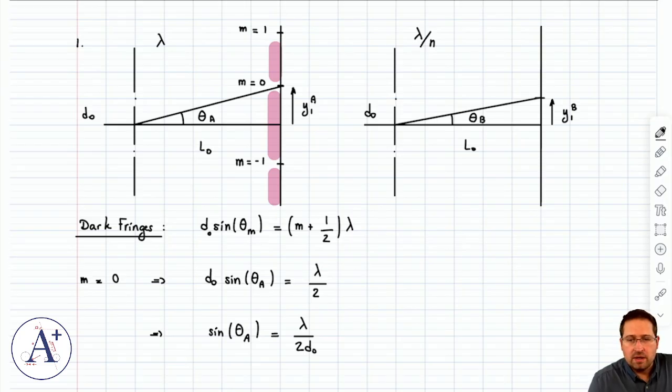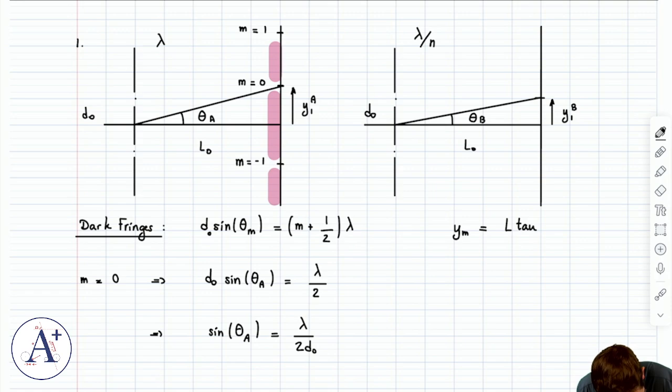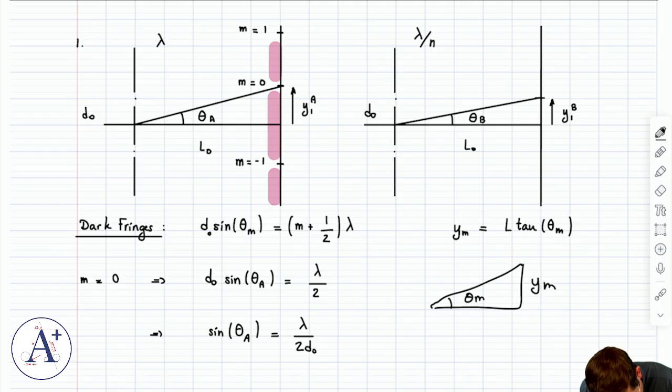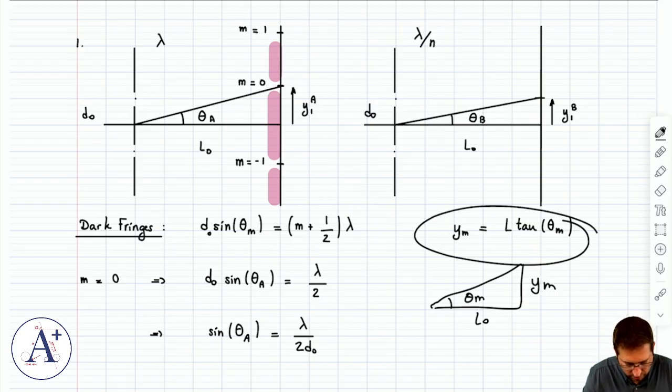Okay. Now, why do I want sine theta? Because it would appear that I need y1a, and I'm not going to get it through L0 and sine theta. I'm actually going to find that y1a, I should say ym in general, is going to be L tan theta m. If you look at the triangle that we have here, this is theta m, this is ym, this is L0. If we're trying to find the location of one of these dark fringes, then ym is going to be given by L tan theta m.